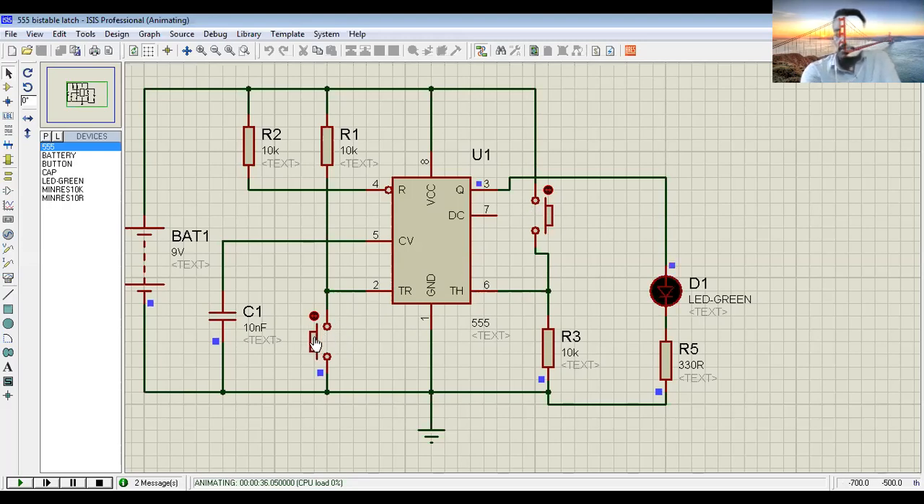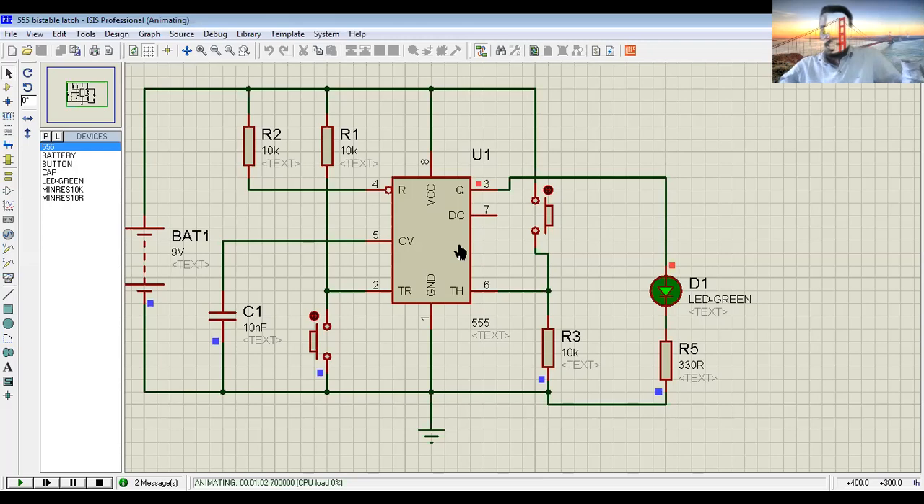This is called bistable latch using 555 timer. You can control this lamp from two switches. This switch is turn off. This switch turn on. Okay, you can put one switch in your bedroom, one switch in living room. So two switches, you can control the light. The switch in the living room turn on the light. In order to turn off, you have to use another switch in the bedroom.